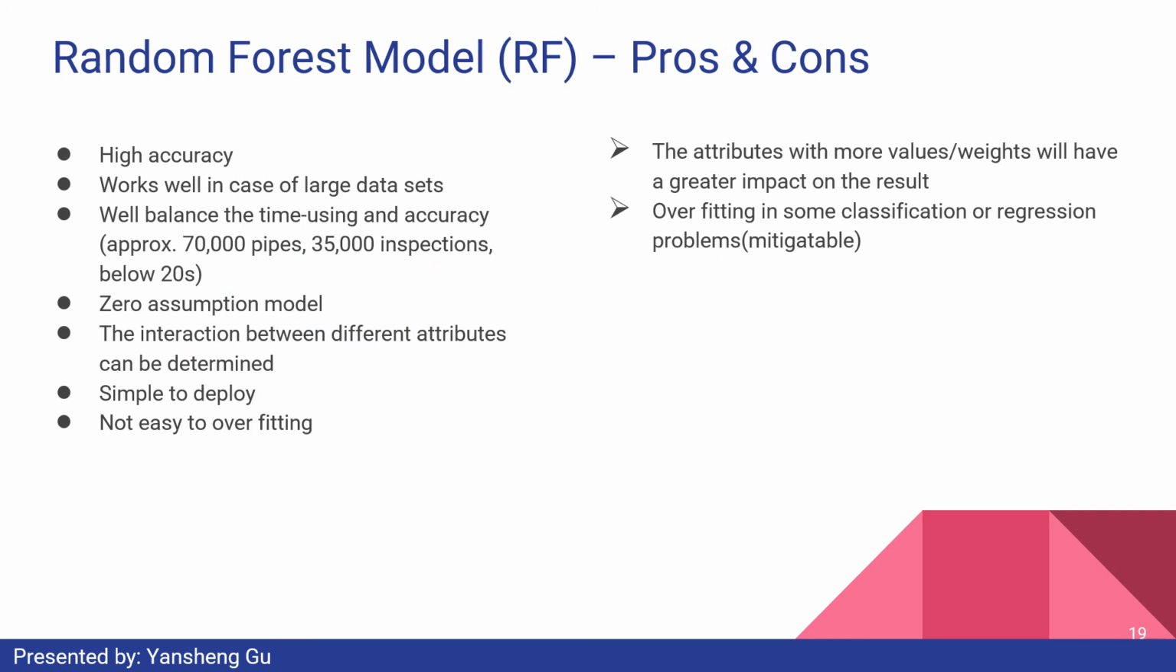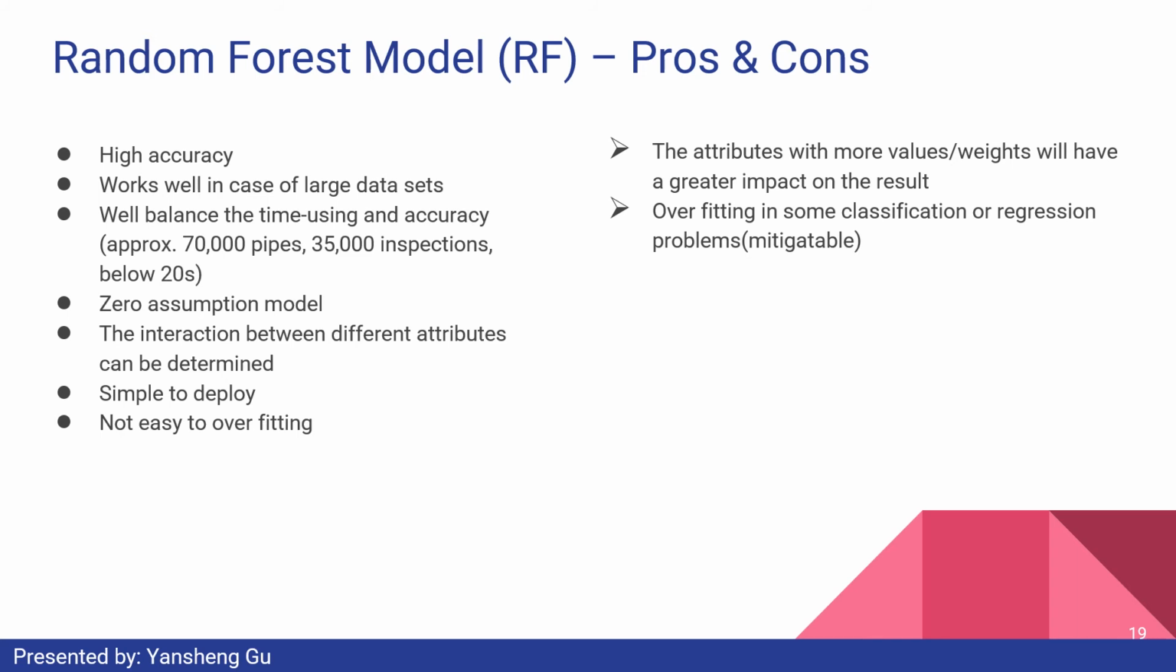The random forest model has many advantages. It provides highly accurate results. It works well with large data sets. The most important thing is that if a large part of the attributes are lost, the accuracy can still be maintained. The RF model has well balanced the time used and accuracy. Some interesting numbers we found from our research paper: of 70,000 pipes, 35,000 under inspection, it will only take 20 seconds to finish one circle of assessment. It's very efficient. RF is a zero assumption model, which decreases the probability of errors during the process.